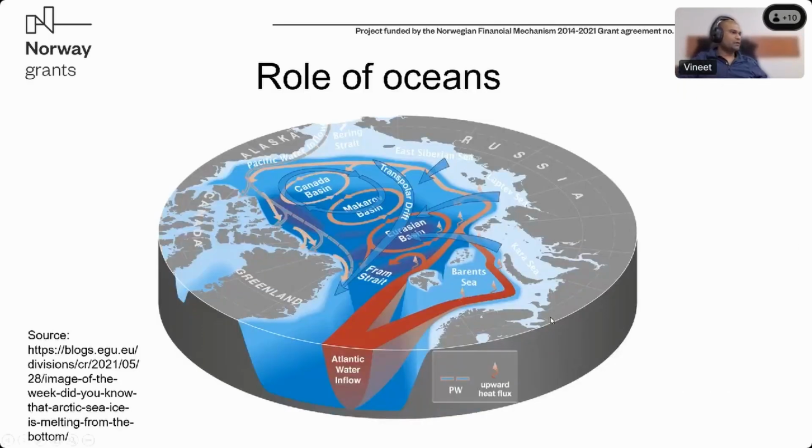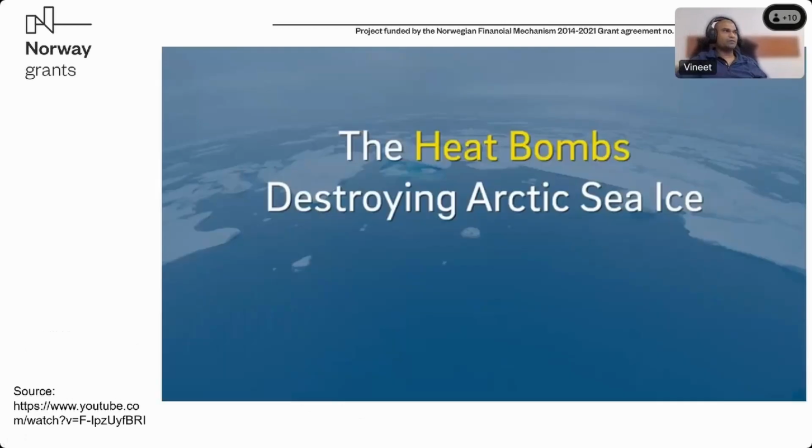So let's see. This graphic shows that there is water coming from the Atlantic and there is water coming from the Pacific. Both of these waters are warmer than the local waters in the Arctic, and both of them cause the sea ice to melt. So let's look at another video which shows how the oceans are contributing to this melting of sea ice.